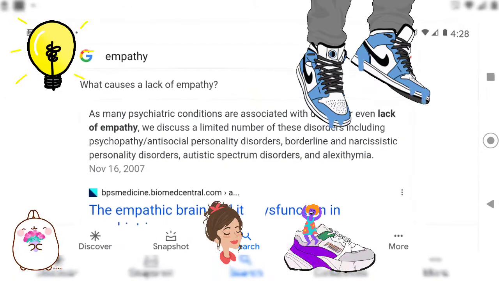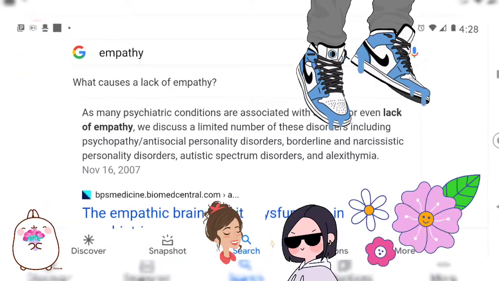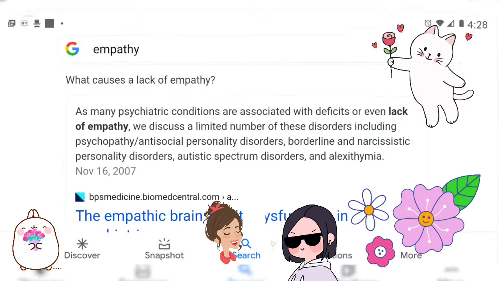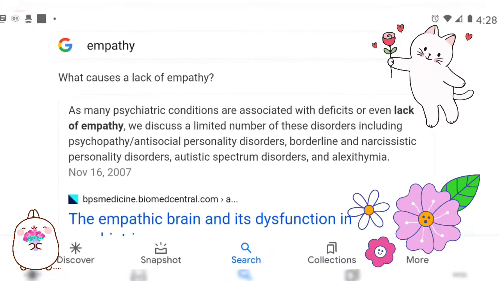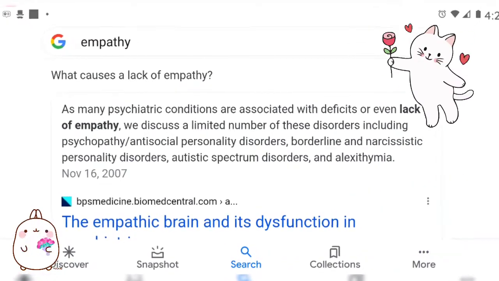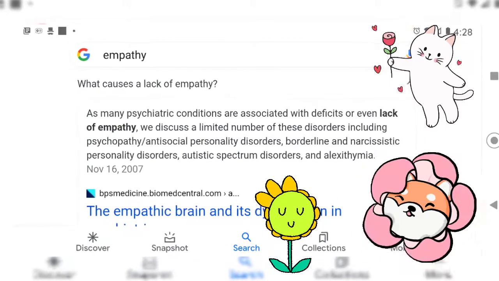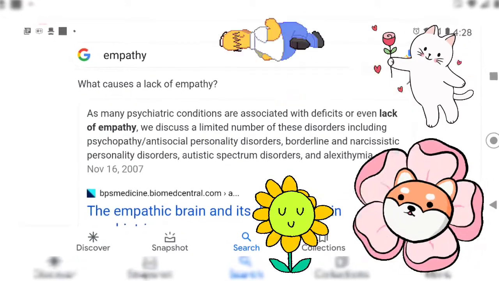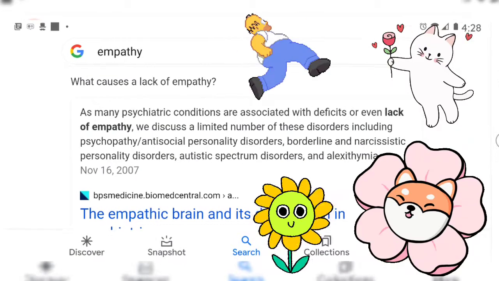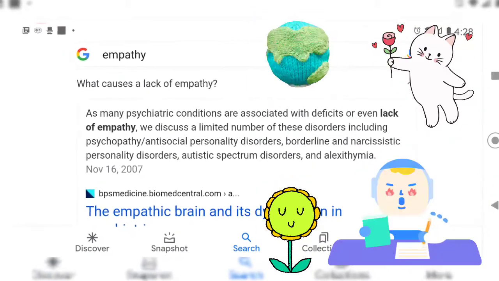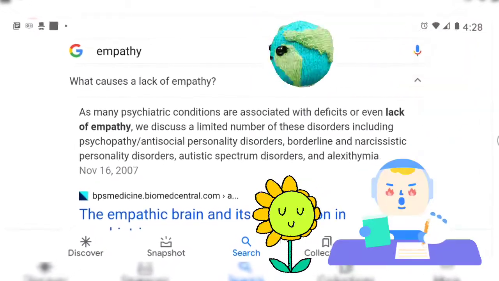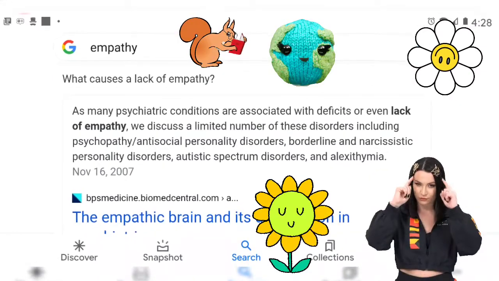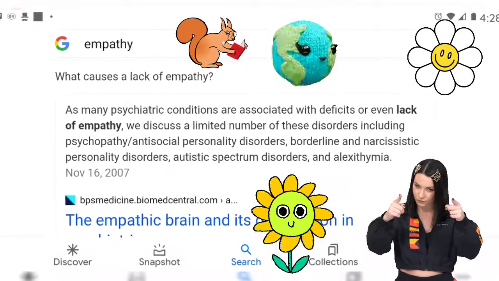What causes a lack of empathy? As many psychiatric conditions are associated with deficits or even lack of empathy, we discuss a limited number of these disorders, including psychopathy, antisocial personality disorders, borderline and narcissistic personality disorders, autistic spectrum disorders, and alexithymia.